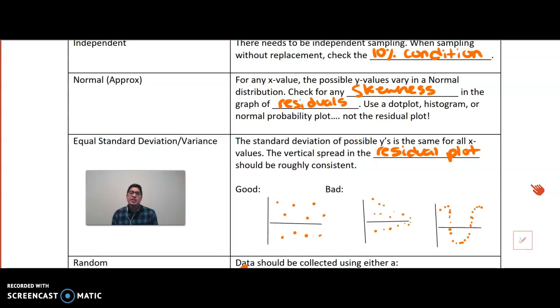Here, the standard deviation of possible y's is the same for all x values. The vertical spread in the residual plot should be roughly consistent. And we can see here that we have a good example with a completely randomized pattern versus bad examples here where we can see this type of funnel or some type of curvature pattern in the residual plot.